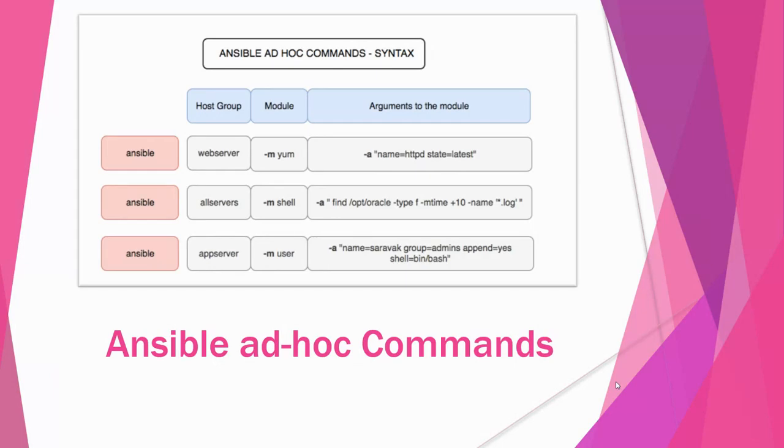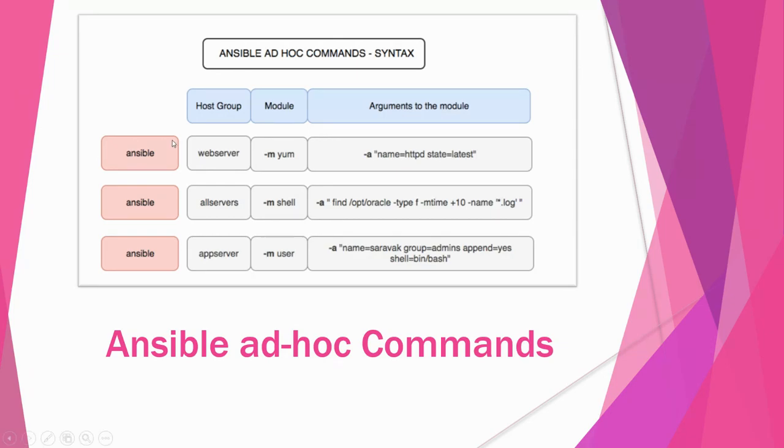Those kinds of things are called ad hoc commands. Ansible ad hoc means instantly you can do certain things. No need to write a playbook. Many things you can achieve like this. So what is the syntax of this command? We executed one ping test, right? That is also an ad hoc command. You do not need to write a playbook to check connectivity between two servers. You can use ad hoc commands.